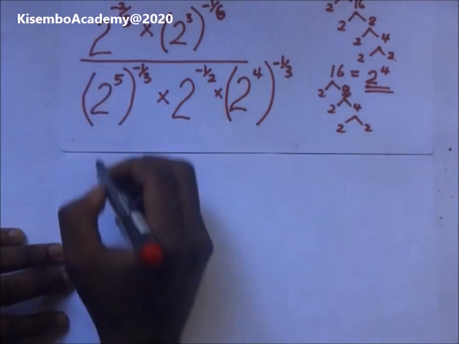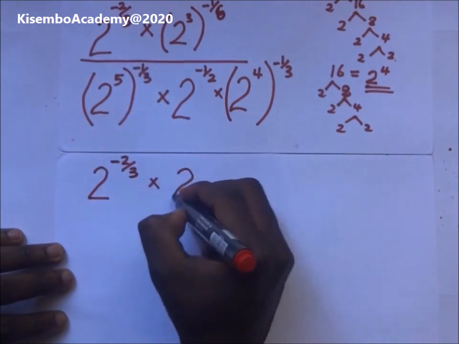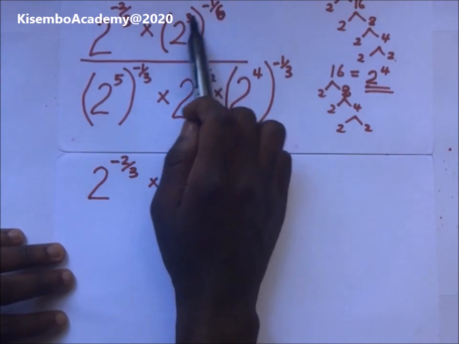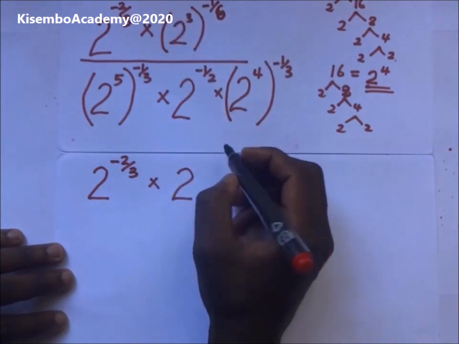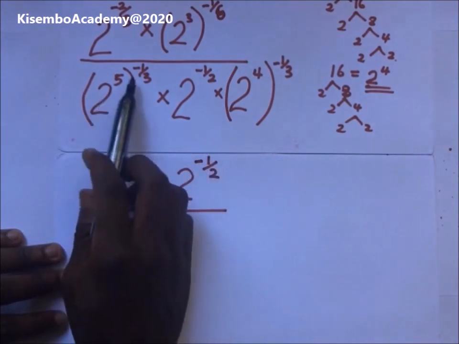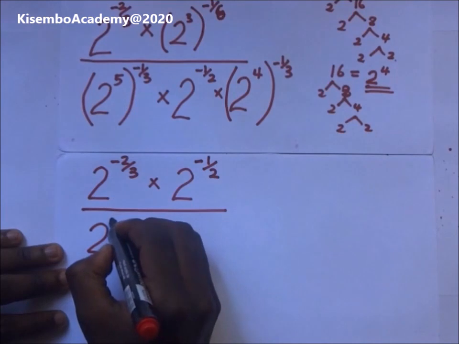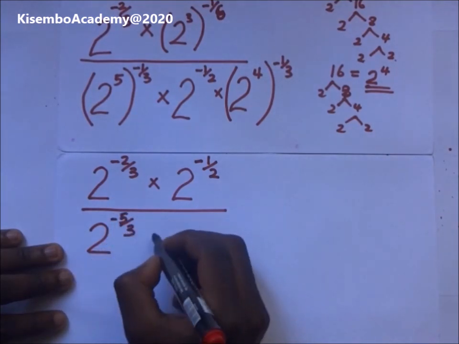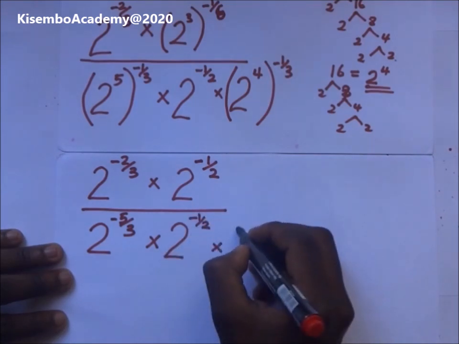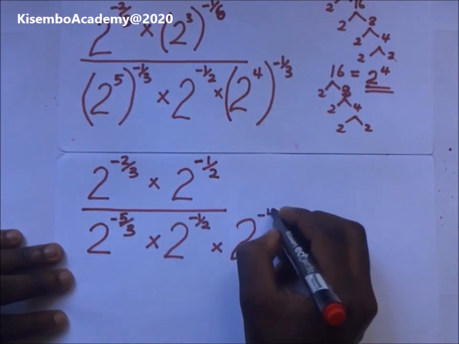So our next step is going to become 2 to the power negative 2 thirds. Multiply that by 2 to the power, now this is 3 times negative 1 over 6. 3 times negative 1 over 6 is going to give us negative 1 over 2. All that is divided by 2 to the power, 5 times negative 1 over 3 is the same as negative 5 over 3. Multiply that by 2 to the power negative a half. Multiply that by 2 to the power, this is 4 times negative a third. 4 times negative a third gives us negative 4 over 3.